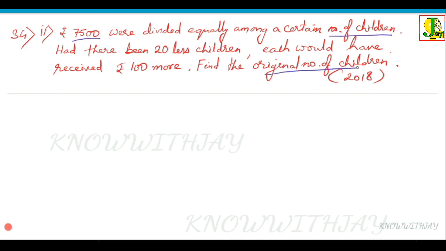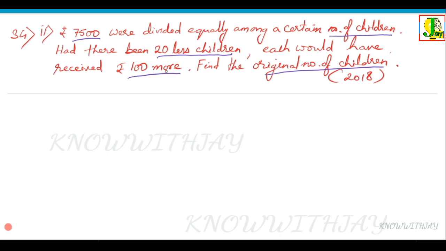Okay, that's the question. Now, had there been 20 fewer children, each would have received rupees 100 more. So there is a comparison. If we have fewer children, each one gets more. How much more? That's rupees 100.